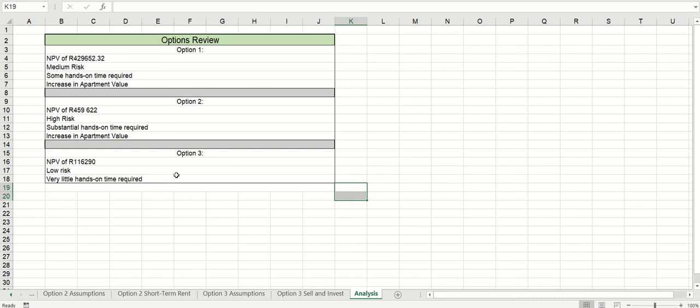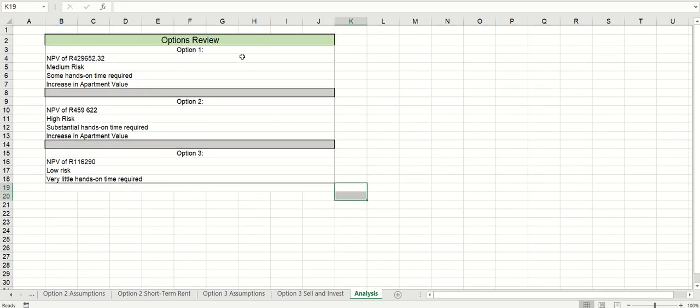Option 3 has the least risk out of the three. It is an investment in a relatively safe fund with two high risk profiles. This option also requires the least involvement and time and can be left until the payout period. But this option has the lowest net present value.